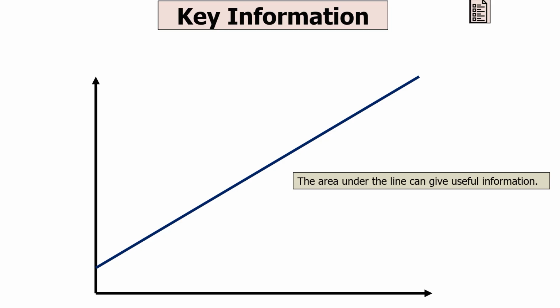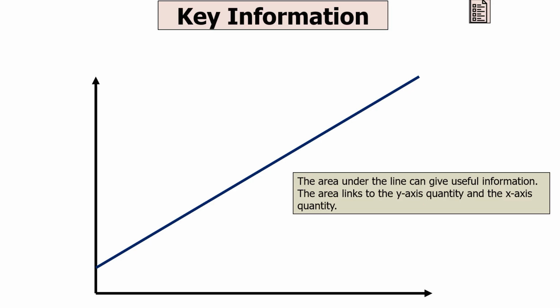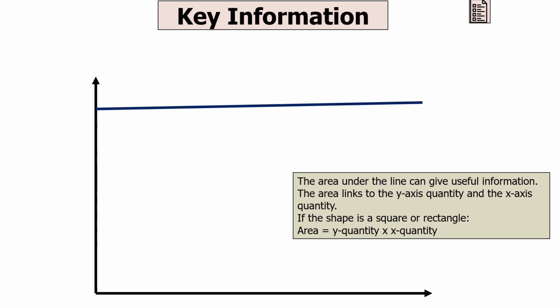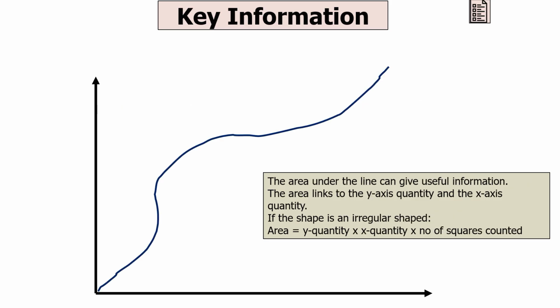Now, the area under the line can also give useful information. The area links the y-axis quantity and the x-axis quantity. So, for example, if the shape is a triangle, we can say that area is equal to a half times by y quantity times by x quantity. If the shape is a square or a rectangle, we can say that the area is the y quantity times by the x quantity. And if the shape formed by the line of best fit is an irregular shape, well then the area is equal to the y quantity times by the x quantity times by the number of squares that you've counted underneath your curve.